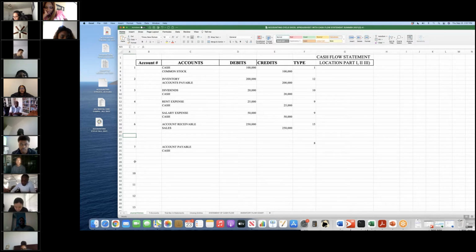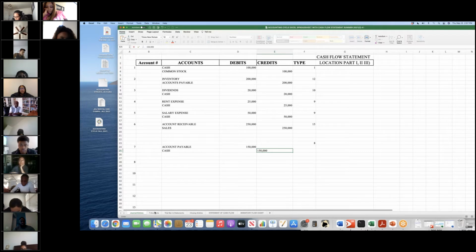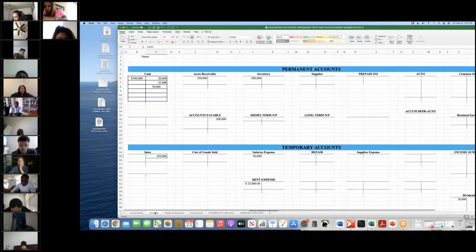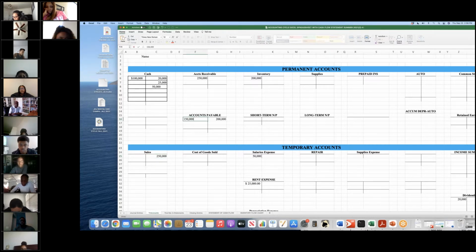So what's the amount? 150,000. So now what are we going to do? We're going to go to the T accounts, and we're going to debit accounts payable for 150,000 and credit cash for 150,000.